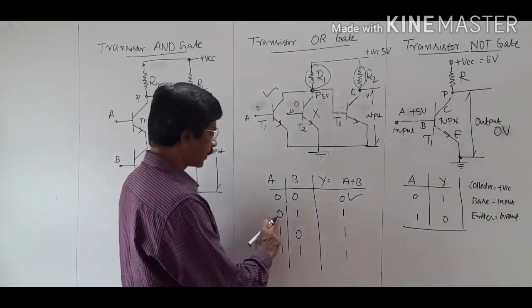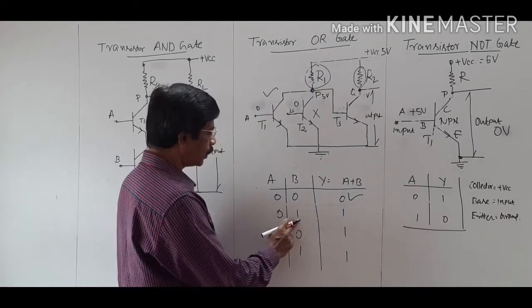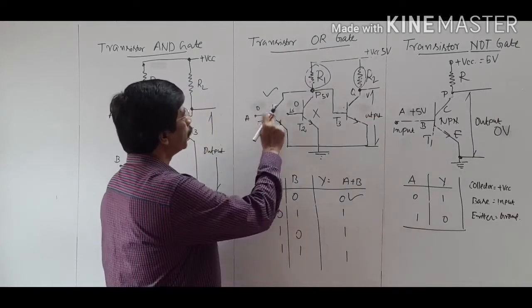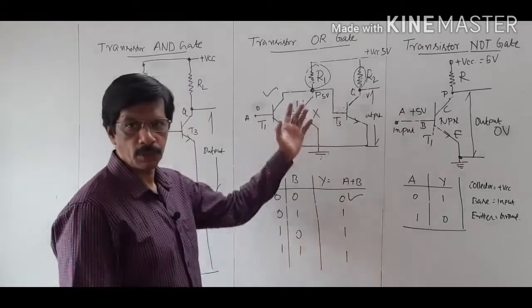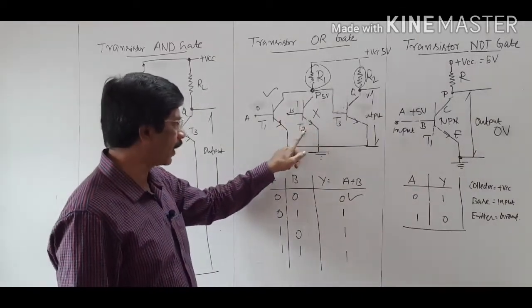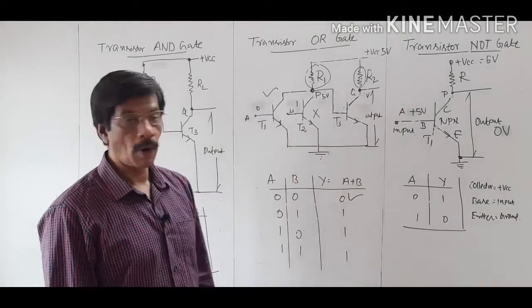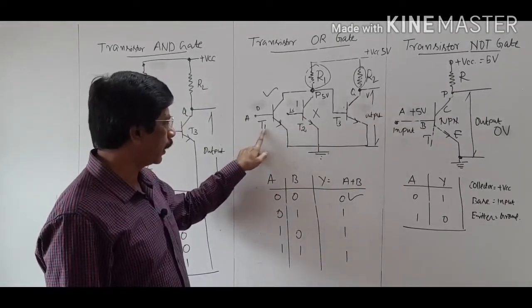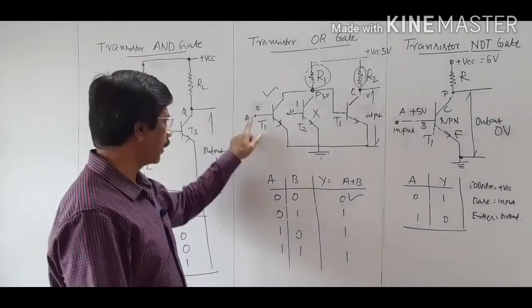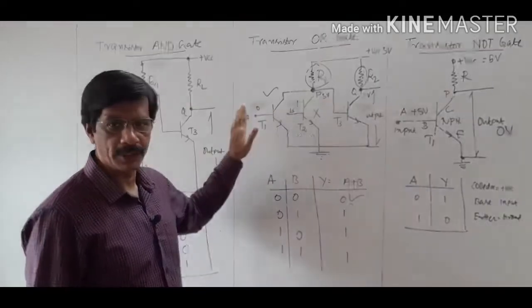Let us take the second row. A is equal to 0, B is equal to 1. 1 means positive volt. Plus 5 volt is given to the base of the transistor T2. What happened now? The transistor T1 is in the off condition because the input A is 0. Definitely it is off condition.